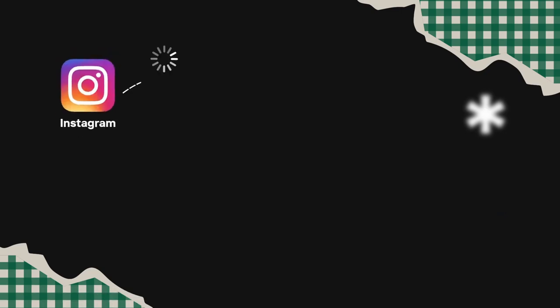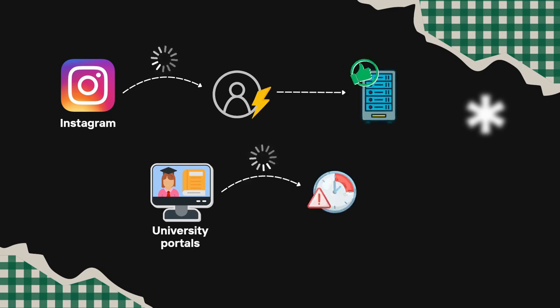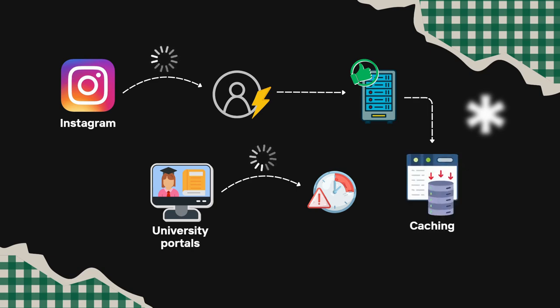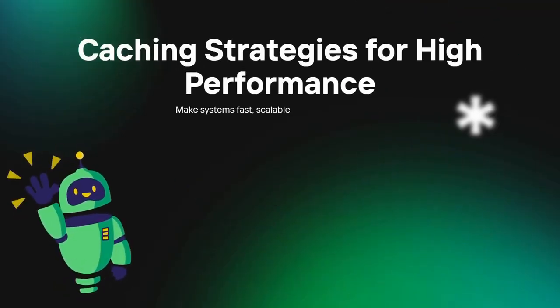Let me ask you something. Why does Instagram load your profile almost instantly, but some university portals take 8 to 10 seconds? It's not magic, it's not just better servers, it's caching. Today, we're going to understand how caching makes systems fast, scalable, and production ready.